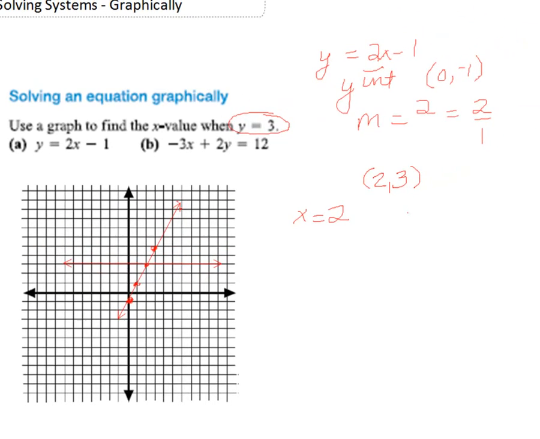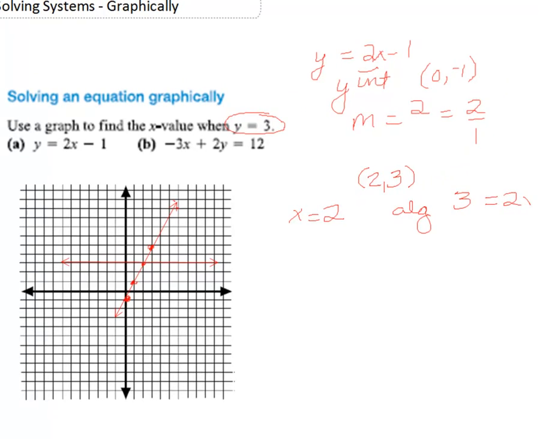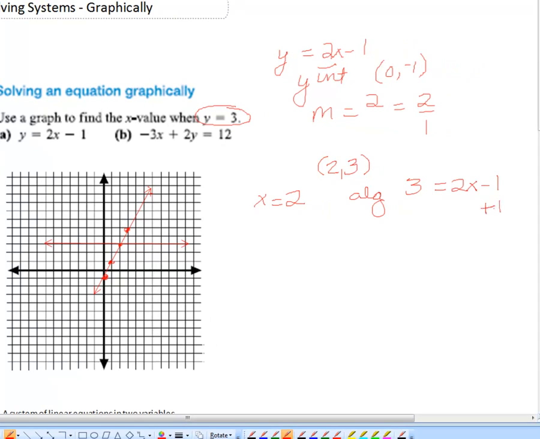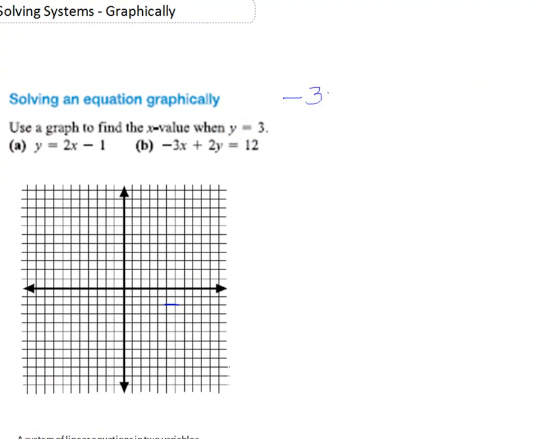But now let's solve it algebraically, and this is the form that you're most familiar with because we've been working on this in the last couple of chapters. So we're going to check that. Actually, we're going to substitute 3 in for y in our original equation, and then we solve for x, and notice that we get x equals 2.